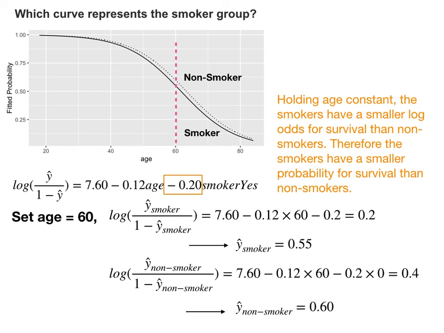Alright, this is the end of our lecture, and on Friday we will pick up from here. The important takeaway is how to interpret the model coefficients in a logistic regression model, and also how to identify curves inside the graphs if we have multiple groups inside the data.